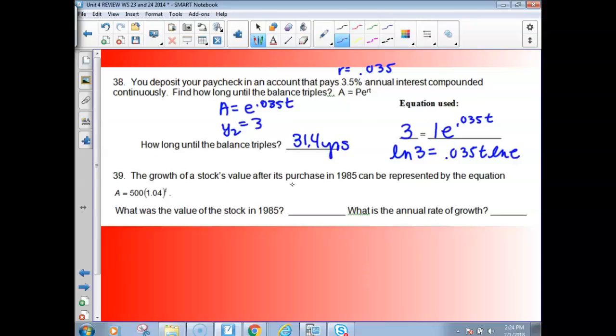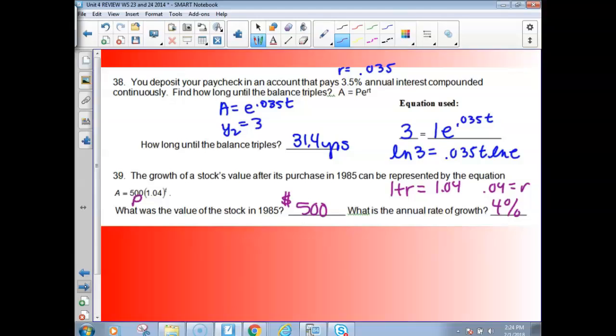Okay, growth of a stock's value after its purchase in 1985 can be represented by the following equation. From looking at that equation, what was the value of the stock in 1985? Well, that's your initial amount, or P, $500. And the rate, careful, it's not 1.04, because 1 plus r is equal to 1.04. If you subtract 1, 0.04 is your r, and that represents a growth rate of 4%. Okay, do you want to write it as a percentage?